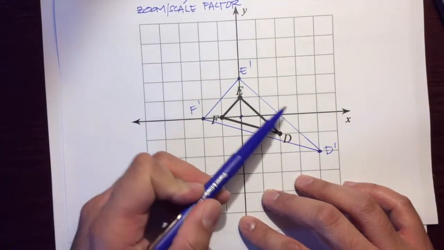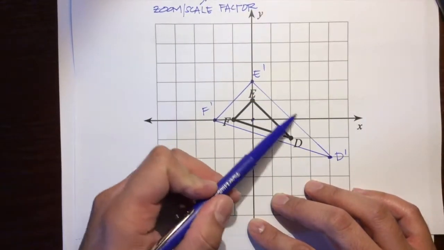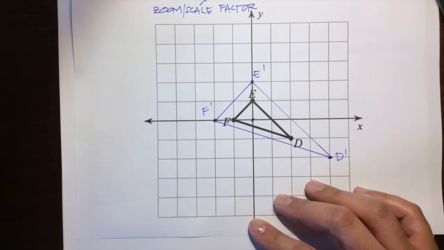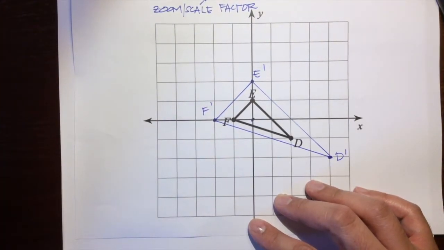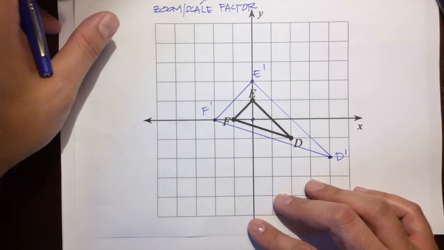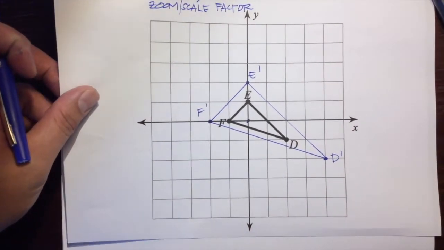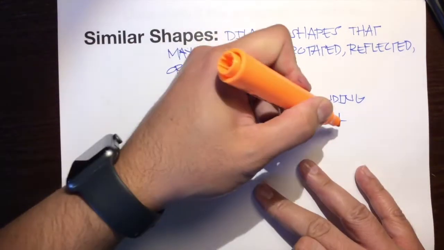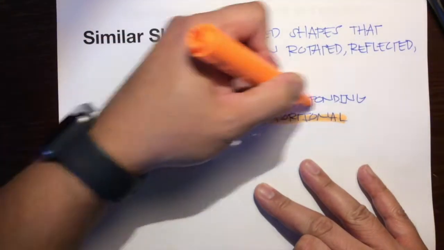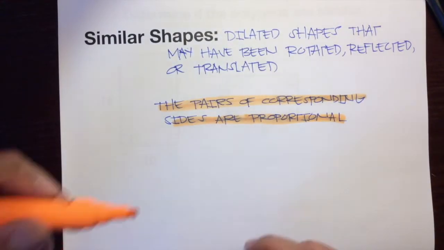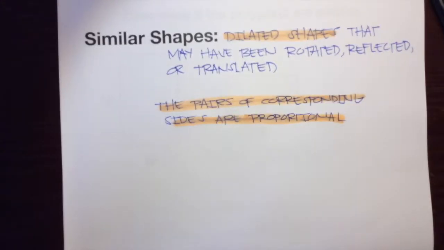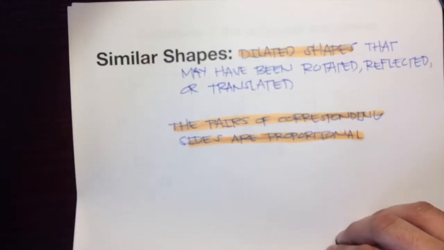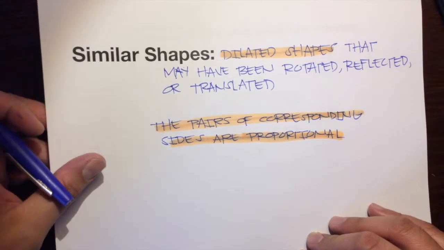So this side has been dilated by 2. So right here, this side is twice as long as this side. This side is twice as long as this side. And this side is twice as long as this side. Every pair is twice as long, or depending on the scale factor they give you, is half, is 3/4, is 5 times. So just make sure that every side has the same dilated scale factor. Okay, so take your highlighter and highlight this whole thing. Okay, the pairs of corresponding sides are proportional. And just highlight this part. They're just dilated shapes. Okay, they still look the same, but one may be bigger or smaller than the other.